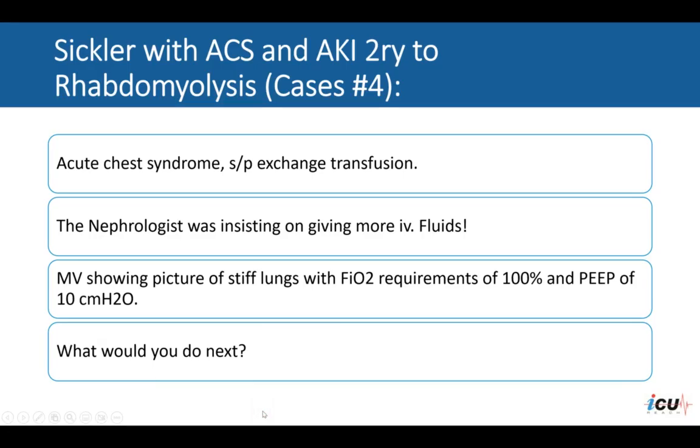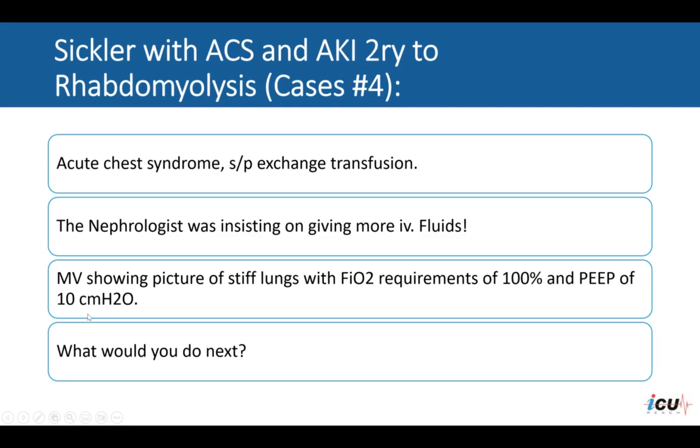Going to the next case, we have a sickler with acute chest syndrome, status post exchange transfusion. He did have acute kidney injury secondary to rhabdomyolysis. The nephrologist is insisting that he needs to give the patient more fluid. Mechanical ventilation showing stiff lungs with FiO2 requirement of 100% and PEEP of 10 centimeters of water.